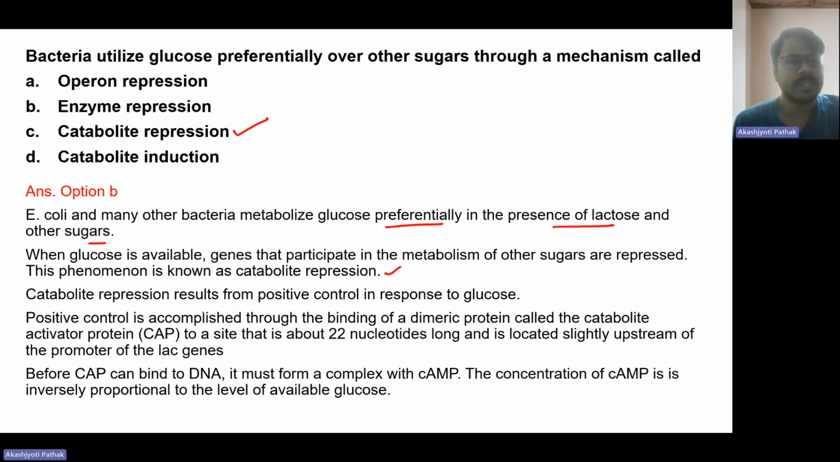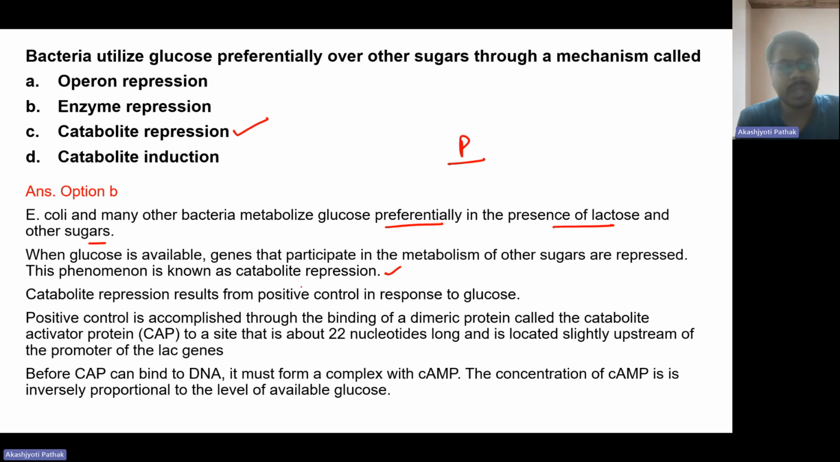Okay, so the positive control is accomplished. So in response to glucose, there is a positive control on the lac operon. Okay. So this positive control is accomplished through the binding of a dimeric protein called the catabolite activator protein, which binds to a site which is around 22 nucleotides long, and it is located slightly upstream of the promoter of the lac gene. So the CAP binding site is upstream of the promoter region, and it is at this CAP binding site where the catabolite activator protein will bind.